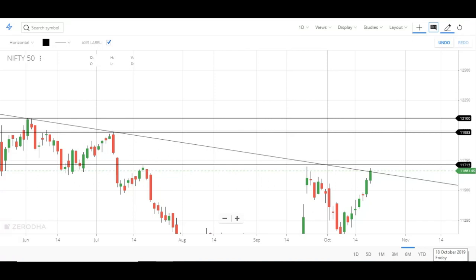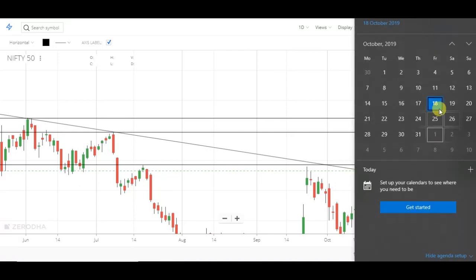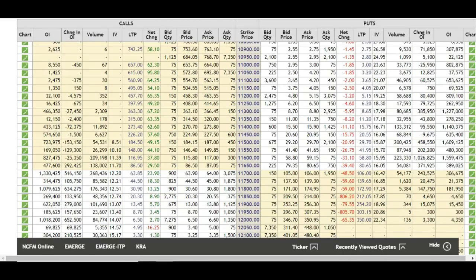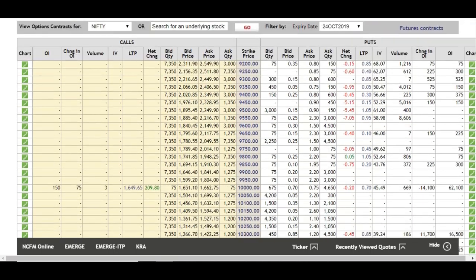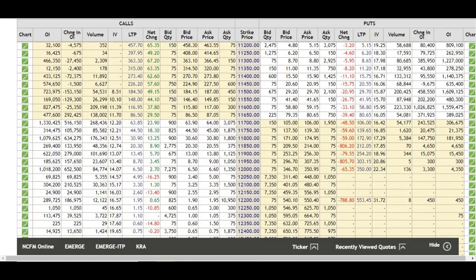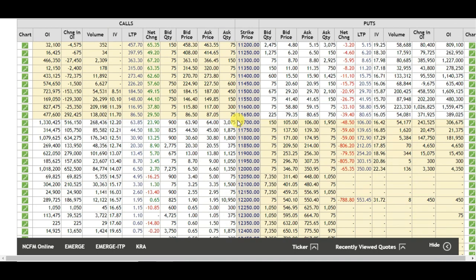Now let's go to the option chain analysis, and we'll try to find out support and resistance for the 21st of October, as the 19th and 20th are a weekend. So we'll study the option chain analysis for the 21st of October. As Nifty closed at around 11,661, we'll start our analysis with 11,700. So let's see what we have at 11,700.